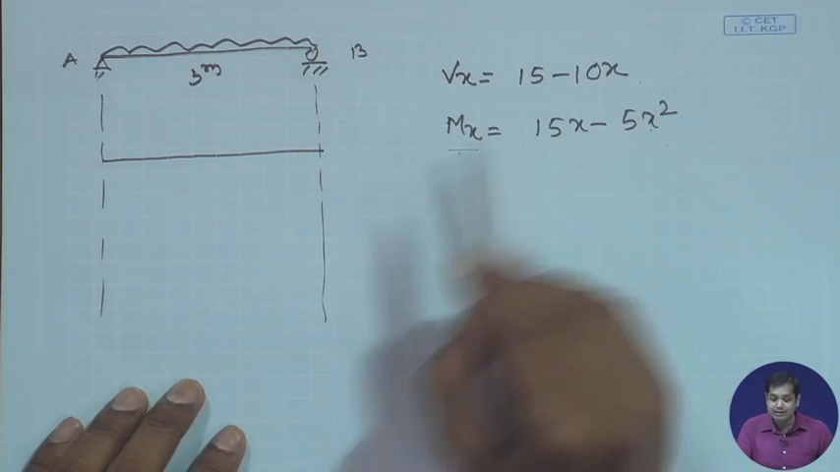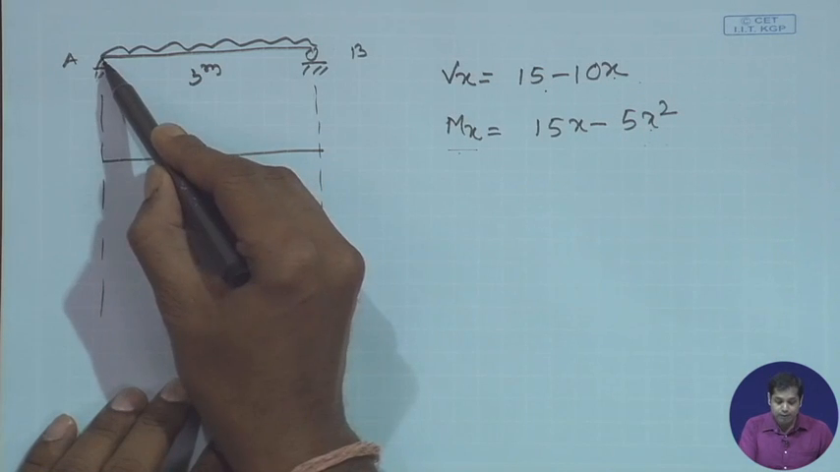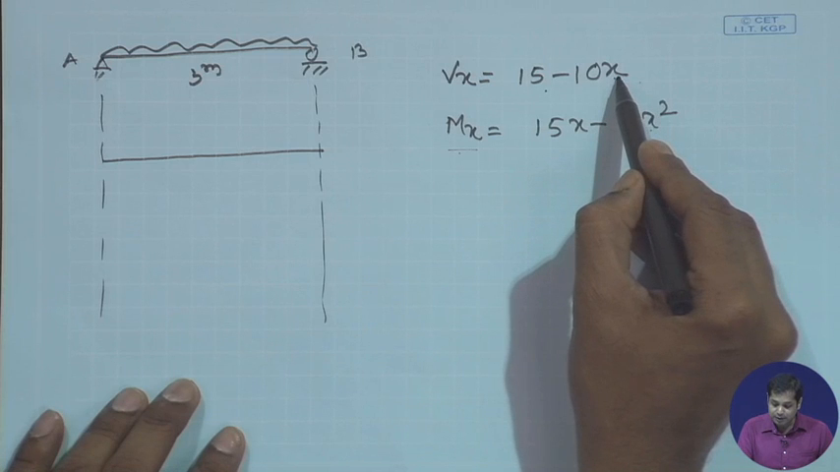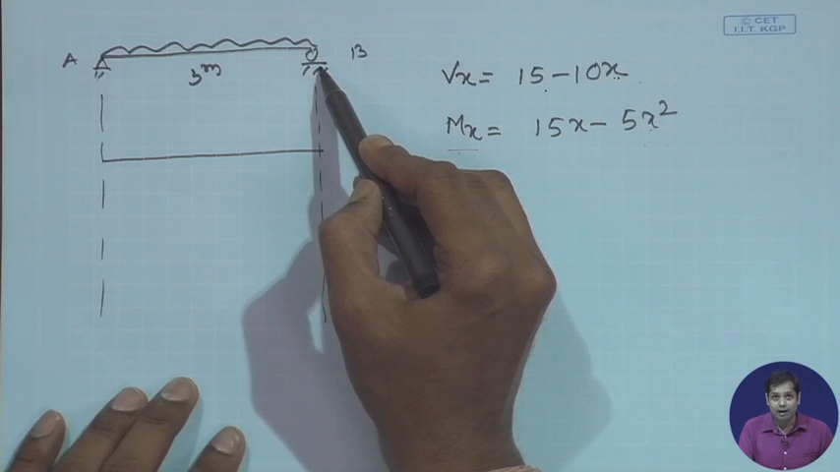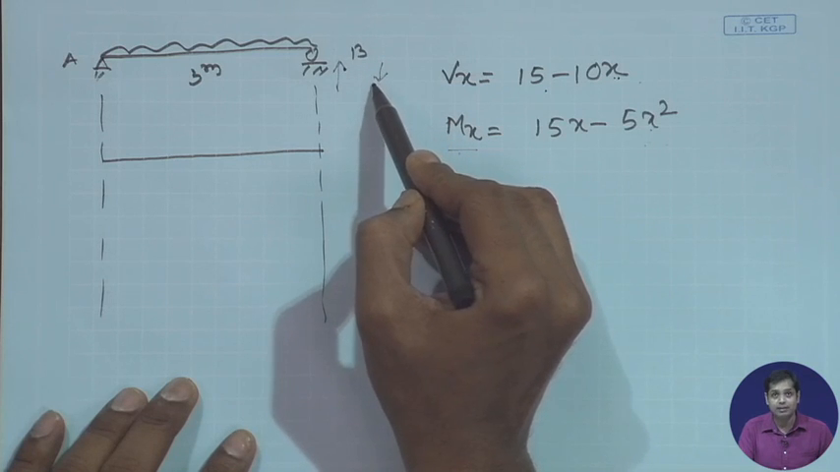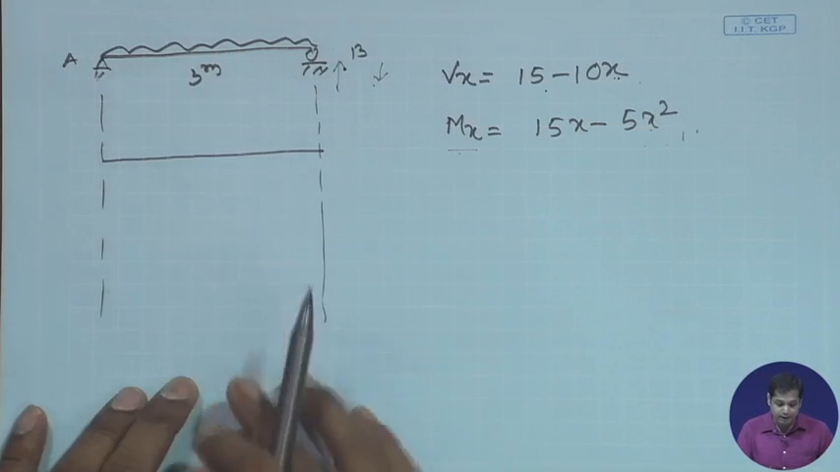Let us see whether this is consistent or not. You see, if I substitute x is equal to 0, which gives me Vx is equal to 15. If you remember, 15 was the support reaction at A. If I substitute x is equal to 3 here, this becomes minus 15. So, again if you remember, the reaction at support B was 15, which is shown vertically upward, but in representing the shear force, we used this as positive, that is why it is negative. So, these equations are consistent with the support reactions and the conditions here.